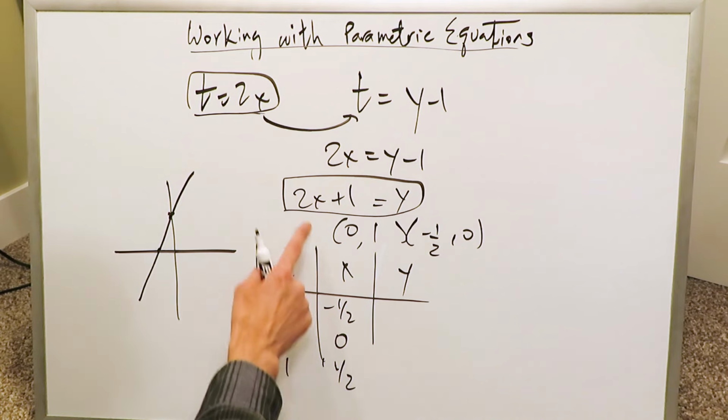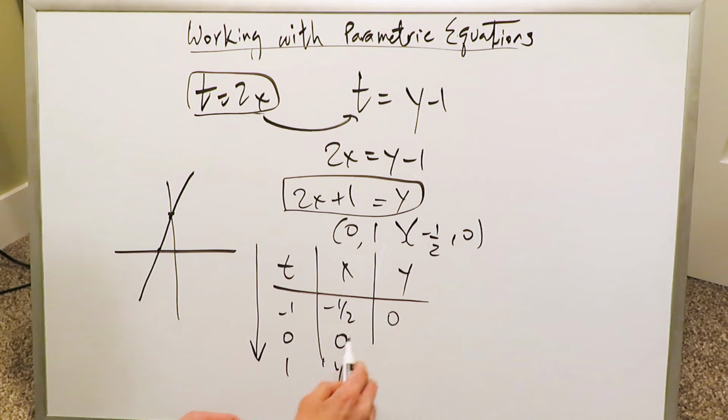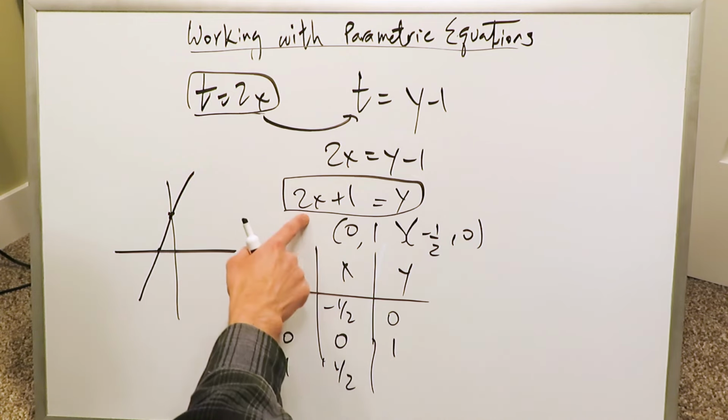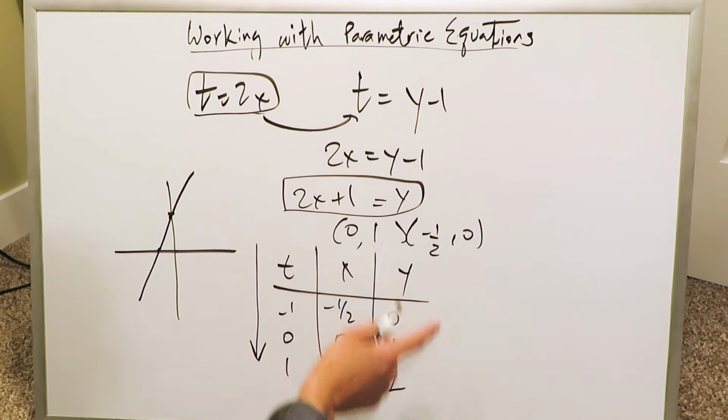If x here is a minus half, you'll end up having minus 1 plus 1 is a 0. If x is a 0, y is a 1. If x is a 1 over 2 or half, you end up having y value here of a 2. Half times 2 is 1, 1 plus 1 is a 2.